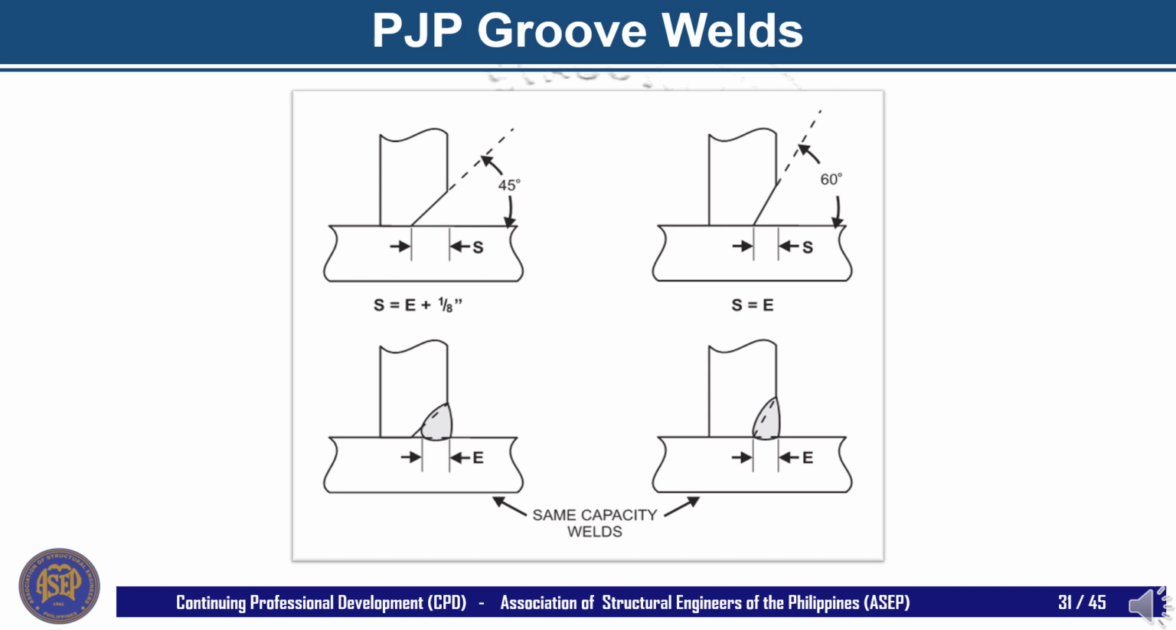When processes with reduced penetration capability are used, such as shielded metal arc welding, or when the groove angle is restricted to 45 degrees, see the upper left image, it is unlikely that fusion to the root of the joint will be obtained. Because of this, Table J2.1 of AISC assumes that 1/8 inch of the PJP weld joint will not be fused. Therefore, for such conditions, the effective throat is assumed to be 1/8 inch less than the depth of the preparation.